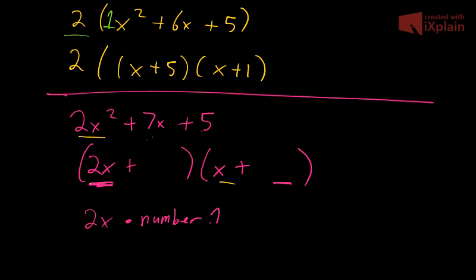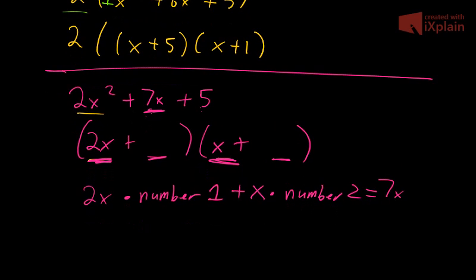I'm going to call that number 1. And then I'm going to add that to x times this number, which I'll call number 2. And I have to get from there up to 7x. And then my two numbers here, number 1 and number 2, have to multiply to 5. So number 1 times number 2 has to get to 5.